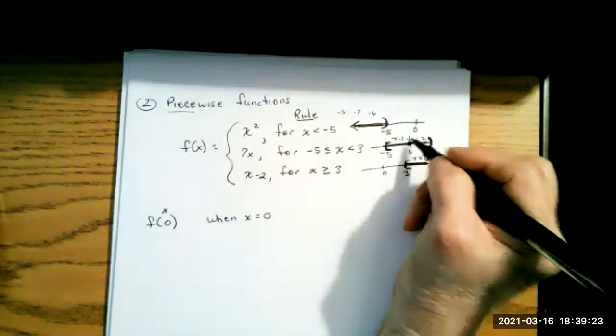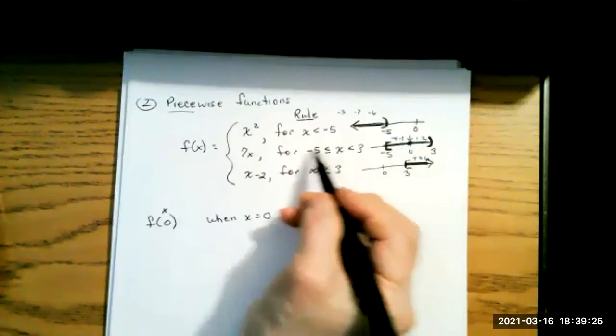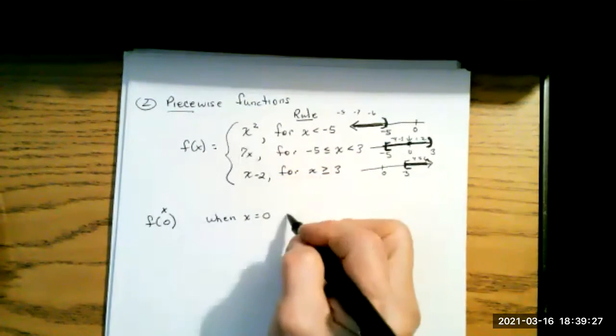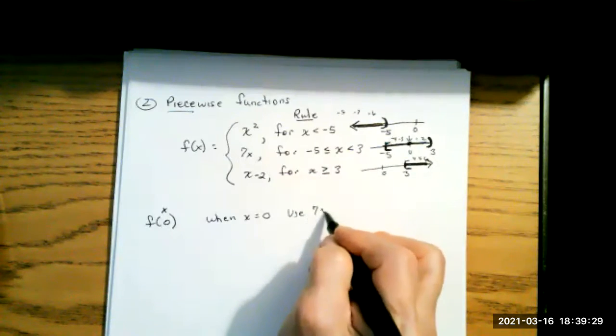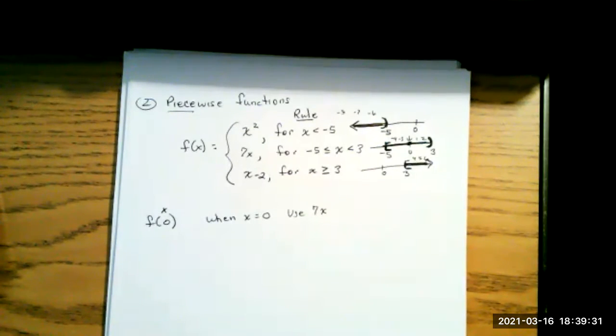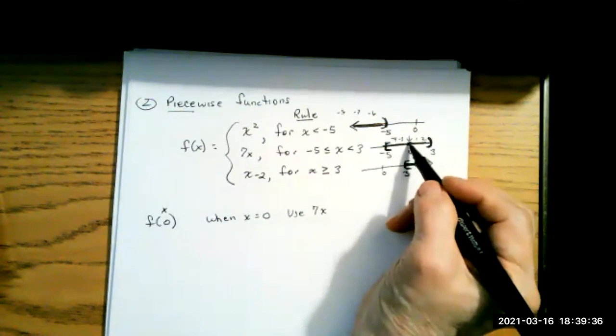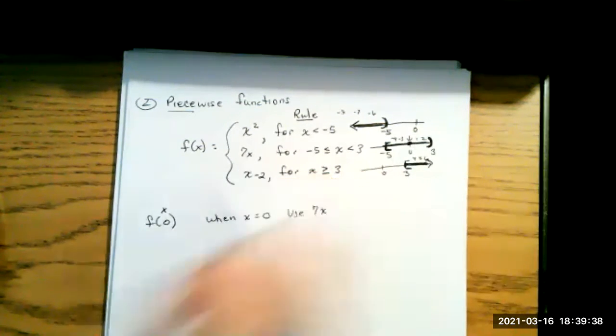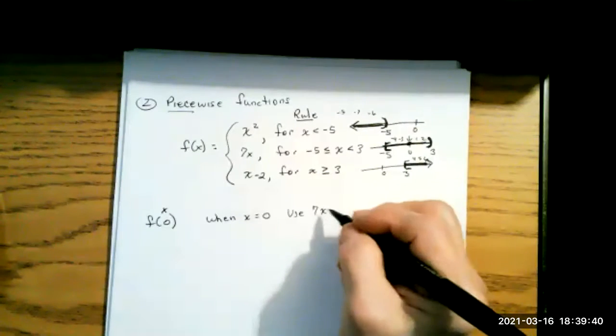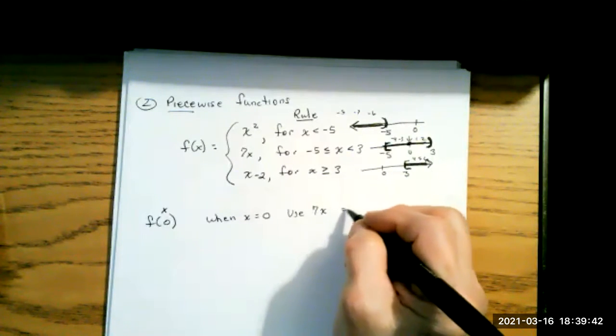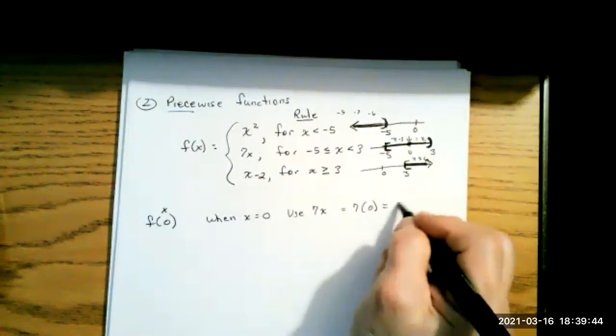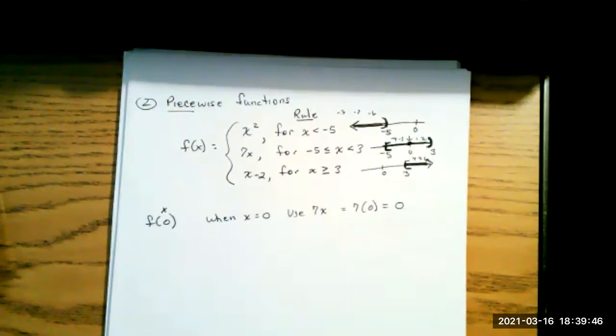It's right there. So I come over here and I say, okay, for this one, I'm going to use 7x. That's the one that I want to use, 7x, because it's where my little 0 ended up. I'm using 7x. So I put the 0 in for x, and I have 7 times 0, which is 0. So my answer for that part is 0.